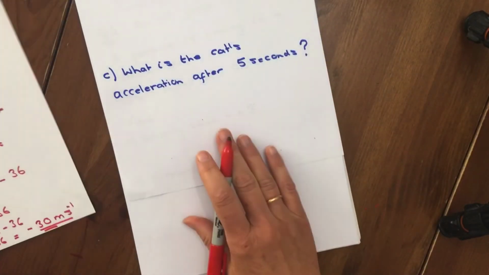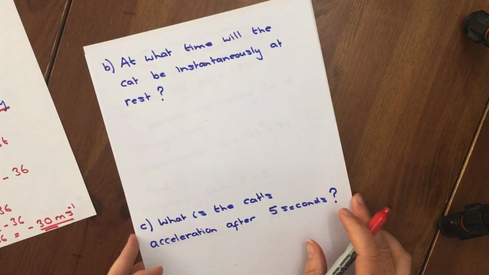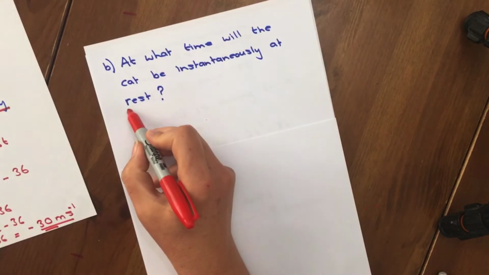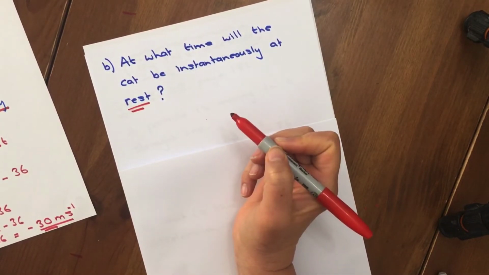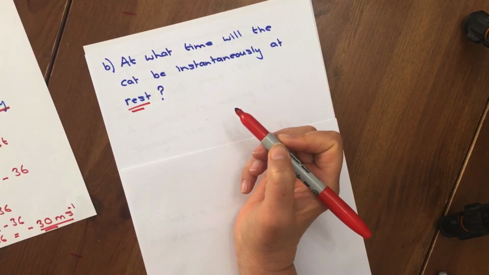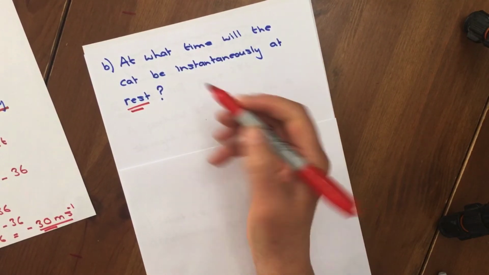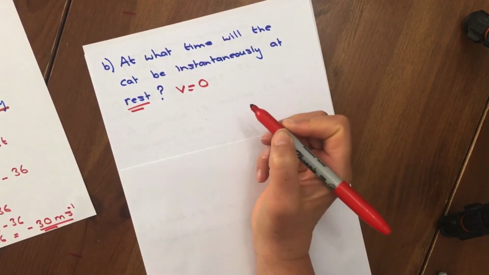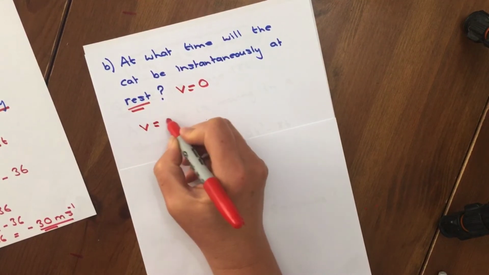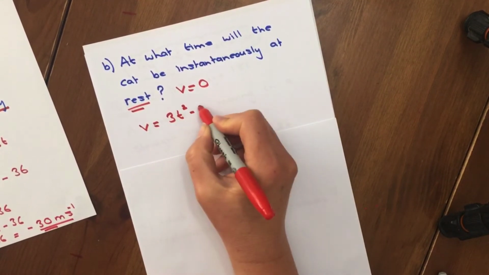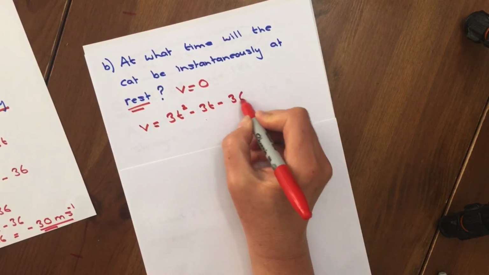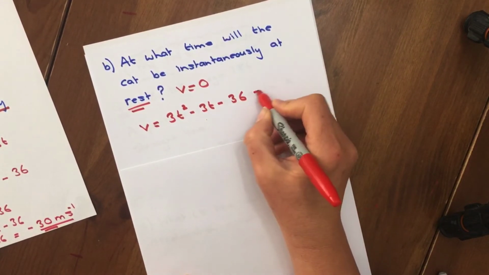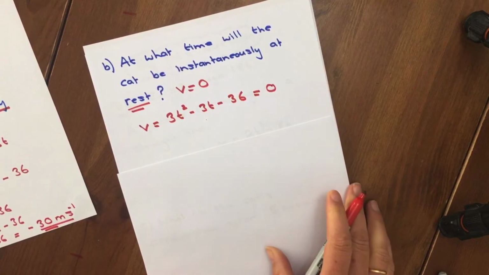If we now look at part B, at what time will the cat be instantaneously at rest? Okay, so when it's at rest, think to yourself, well, what is the velocity when the cat is at rest? Well, the velocity will be 0 when the cat is at rest. So we have an equation for velocity which we worked out in part A, and this was the equation. So to find out the time when this is equal to 0, we've got a quadratic equation, and I want to solve this.